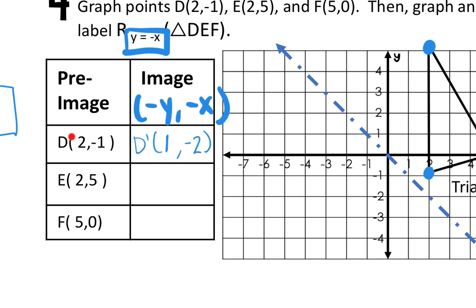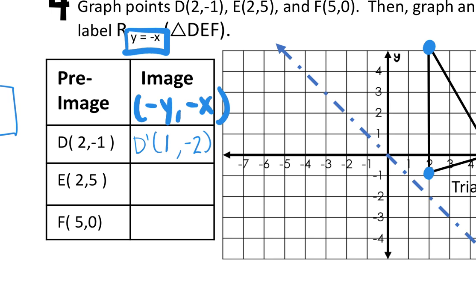El número 2 está en la primera posición en el punto original. Entonces va a estar en el segundo posición. Y era positivo 2, ahora es negativo 2. Voy a hacer lo mismo para los demás. Cambiar posición, cambiar de signo.